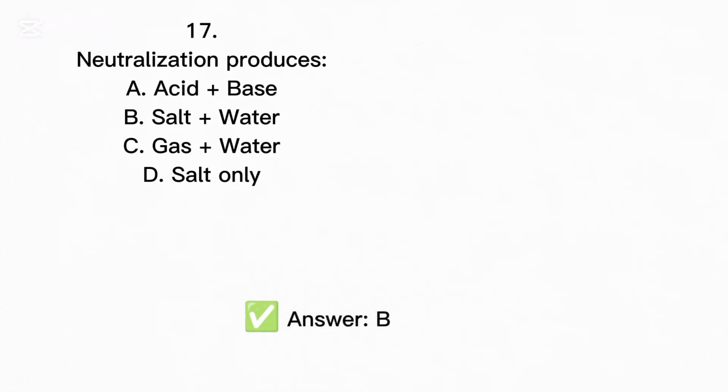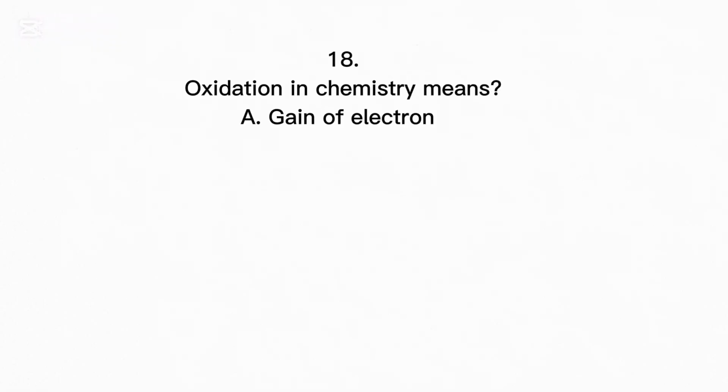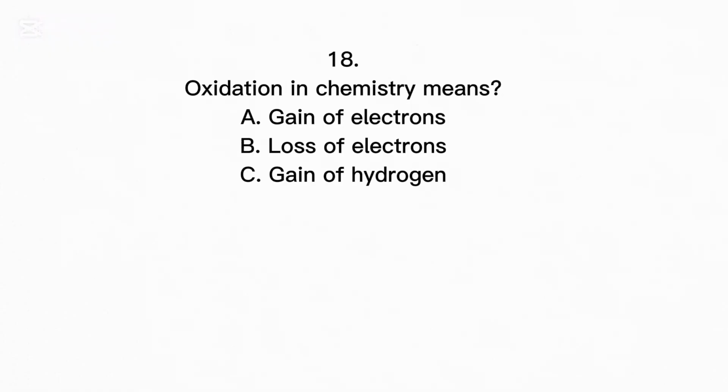Salt and water. Question 18. Oxidation in chemistry means A. Gain of electrons, B. Loss of electrons, C. Gain of hydrogen, D. Loss of oxygen. Please, you that are watching this video, be sincere with me that this question does not confuse you. If you do not take your time and understand this question, you may choose a wrong answer instead of the correct answer. What is oxidation?